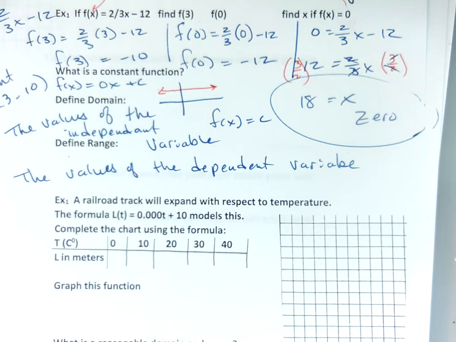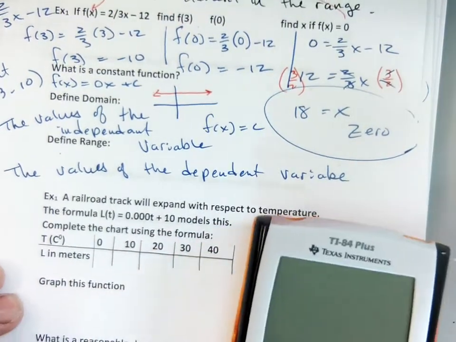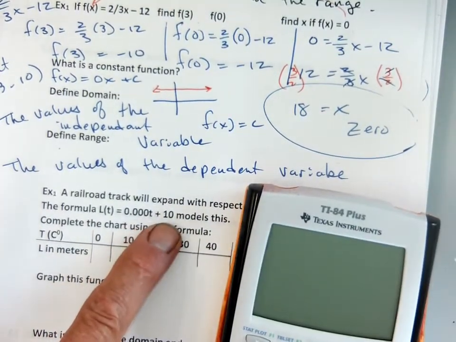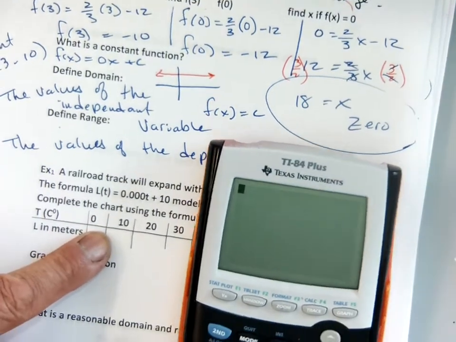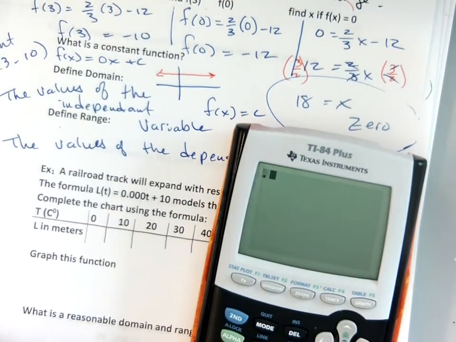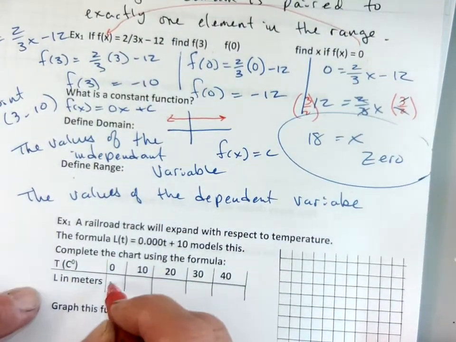So let's take a look at it. I'm going to plug in 0. Let me use my calculator, okay? Plug in 0, plug in 10, I'll plug in 20. Plugging in 0 is easy, right? I'll just show you, but you know it. 0.0001 times 0 plus 10, most likely it's going to be 10. Yeah, I thought so. 10.